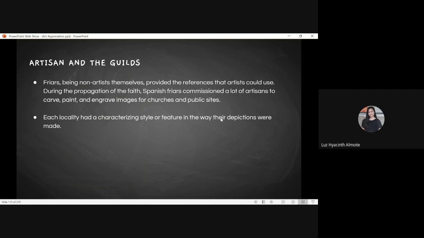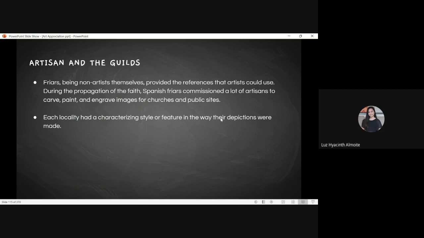It was through mimesis or copying that artisans first learned to depict religious images and scenes. So they are starting to turn their art into something that can be used as religious images. So during the propagation of the faith, Spanish friars commissioned a lot of artisans to carve, paint, and engrave images for churches and public sites.